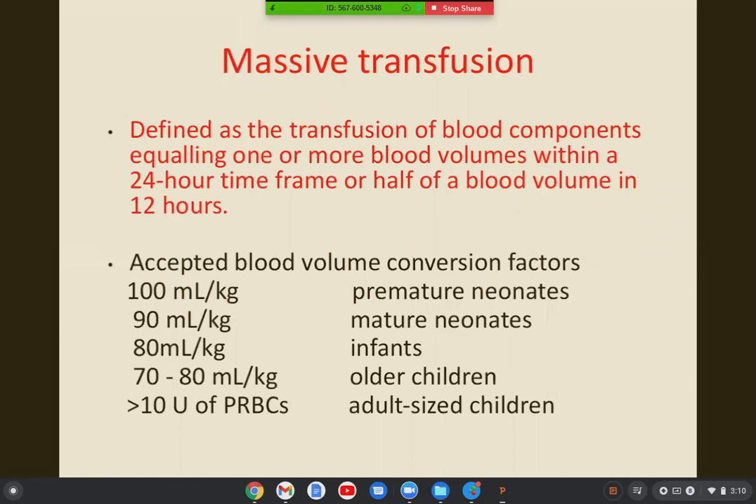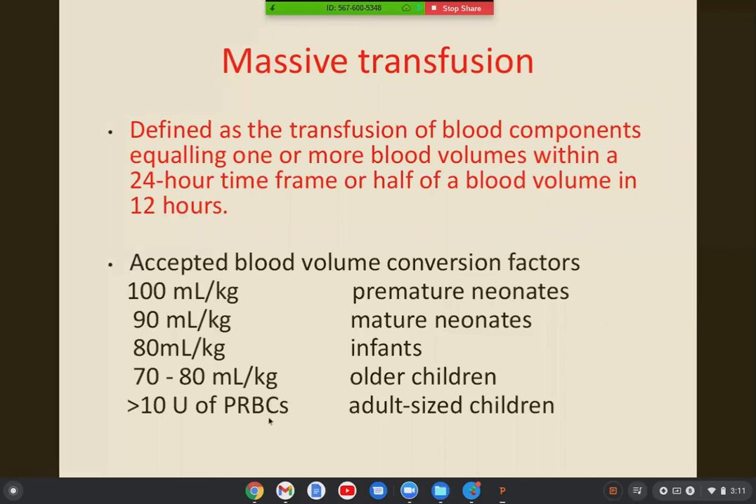A very common problem which is noticed and observed, and is a killer in case of massive blood loss, either due to trauma or through comorbidities, is massive transfusion. Now, what is massive transfusion? It is transfusion of blood components equaling one or more blood volumes within a 24-hour time frame, or half of blood volume in 12 hours.